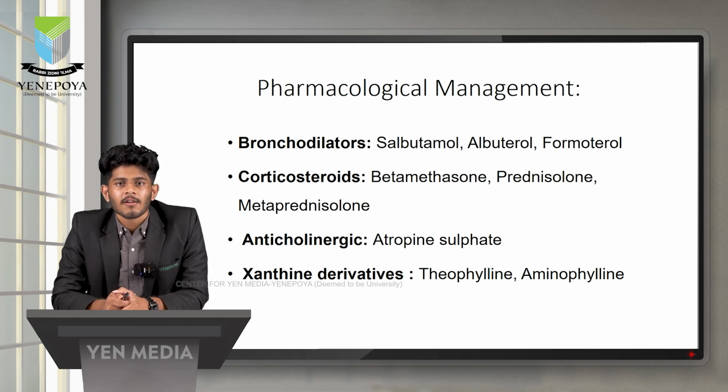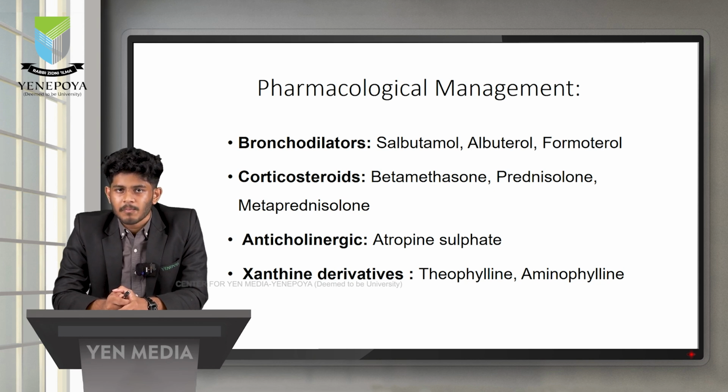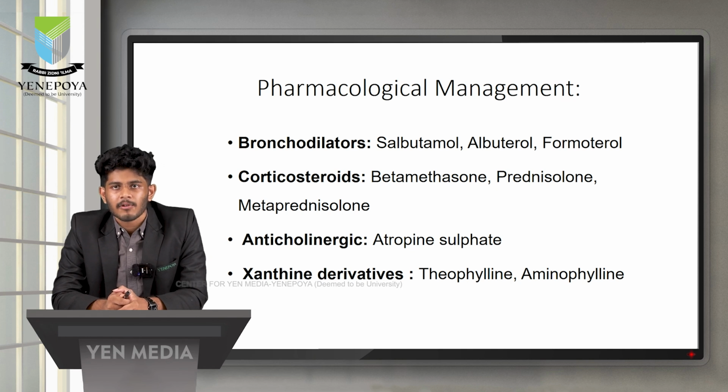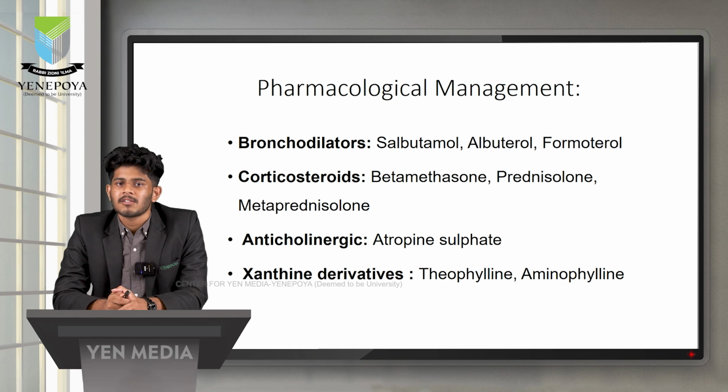Moving on to pharmacological management: bronchodilators, corticosteroids, anticholinergics, xanthine derivatives. The main objective of these 4 drug groups is to open up airways and improve the breathing. Bronchodilators are the first line treatment we give for a COPD patient, which includes salbutamol, albuterol, formoterol. Then corticosteroids are given to reduce inflammation for those who are in severe to moderate stages.